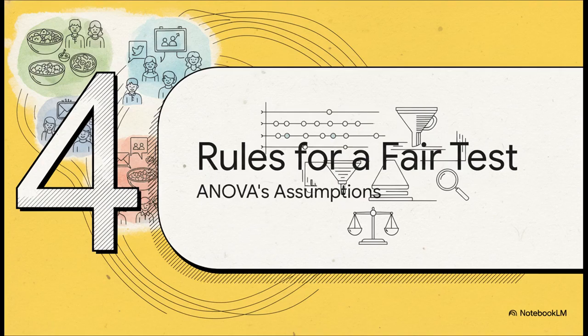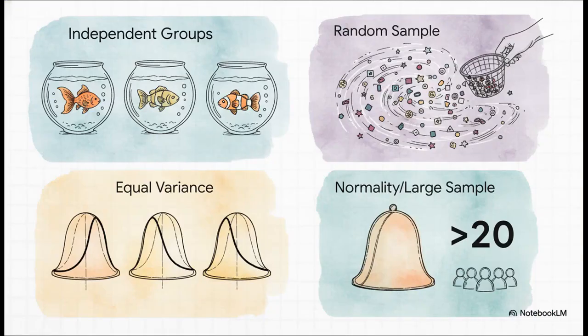There are a few rules we need to follow. And these aren't just boring technical details. They are the bedrock that makes our final conclusion actually mean something. Here's the quick checklist. First, your groups have to be independent. The people in diet A can't be influencing the people in diet B.